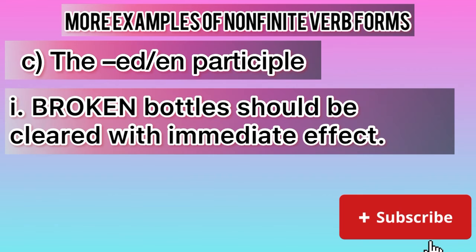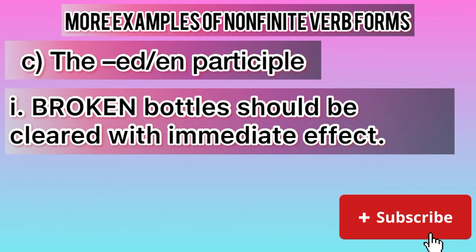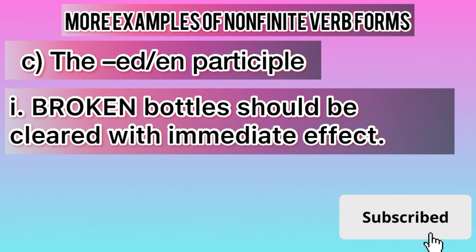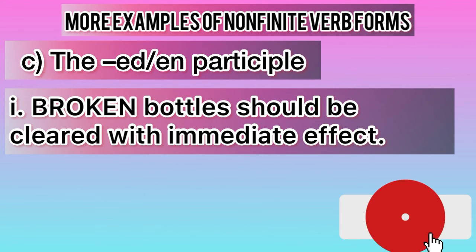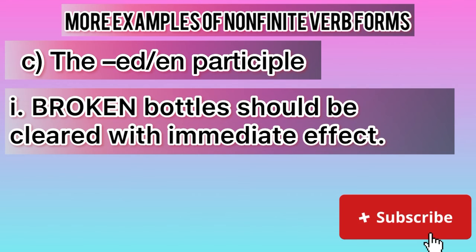For example, broken bottles should be cleared with immediate effect. We see the way broken is used here. It's used as a non-finite form of verb. It should have acted as a verb, but not in this context. It is doing the work of an adjective, of a participle. And so we say, what type of bottles? Broken bottles. And so it becomes the subject of the sentence. So the finite verb here is should be, which broken relies upon. Should be can change its form if we like. So should be cleared with immediate effect.